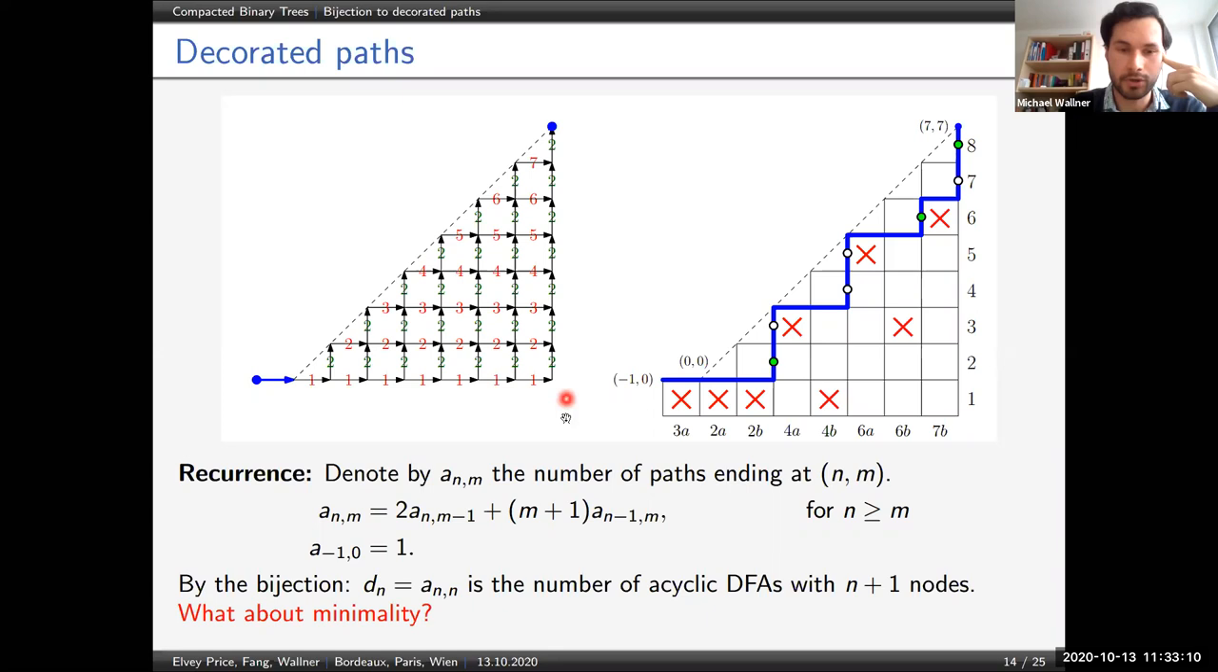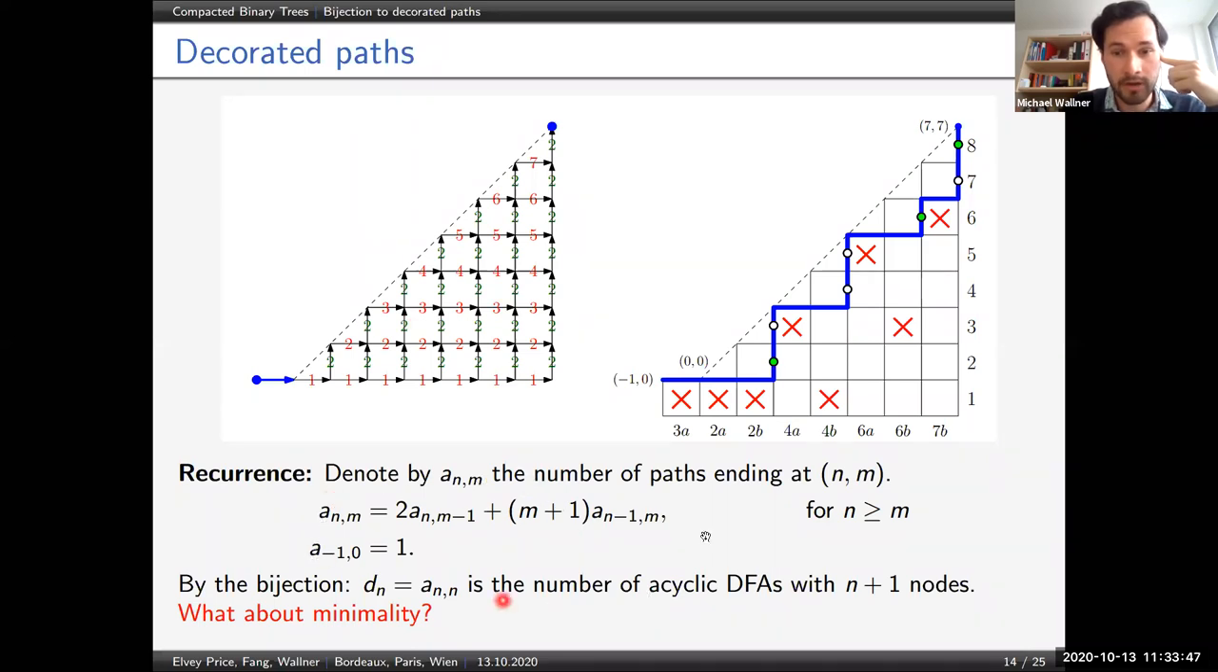And these paths are not so hard to come up with a recurrence relation for. So let's call A(n,m) the number of paths ending at (n,m). At the end, we want to end at (n,n). Then A(n,m) is basically, what is it? You can jump from below. So this is (n, m-1), and we have two possibilities, weight two. Or if we want to jump to the right, then it's a right jump, from (n-1, m). It comes from the left. And the number of possibilities depends on my current altitude m. So if I'm at two here, then I have three possibilities, which we see here.